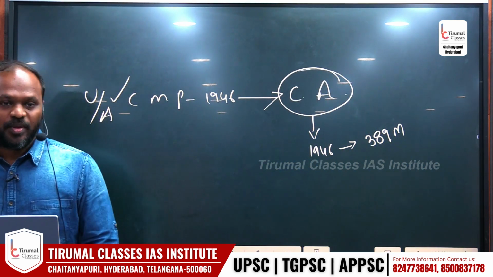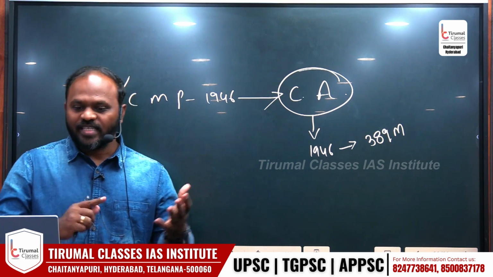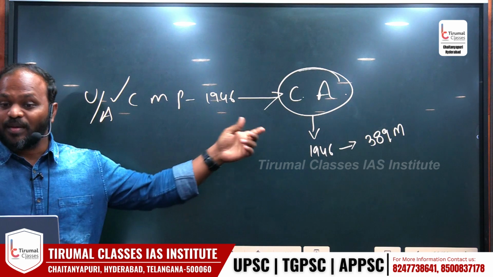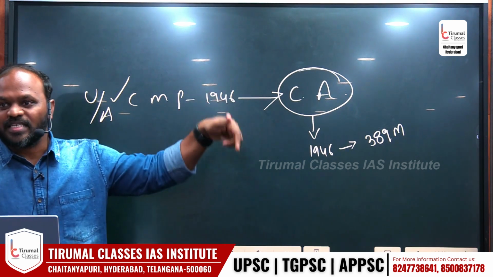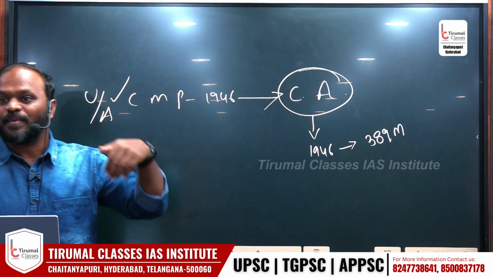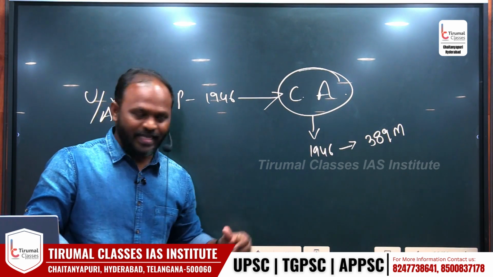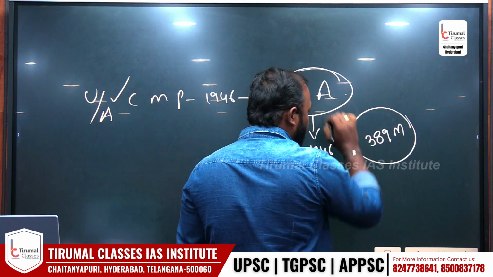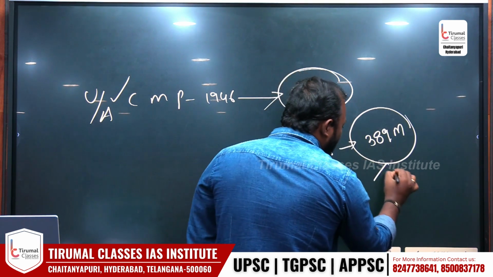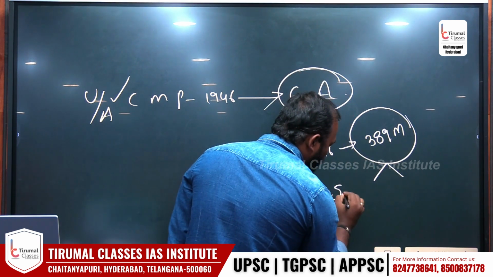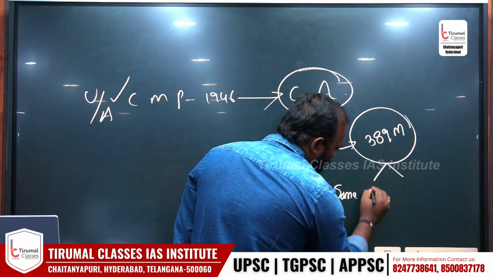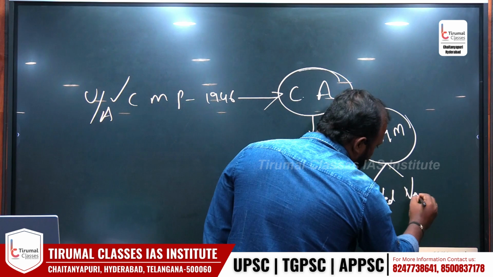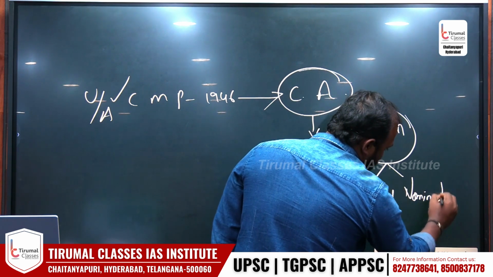Because we have diversity, various religions, various regions, we should cover everyone, right? At the time of 1946, Bangladesh was a part of India, Pakistan was a part of India. So how many members in the Constituent Assembly? 389 members. In these 389 members, some of them are elected, some of them are nominated.